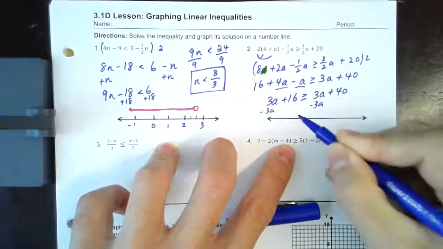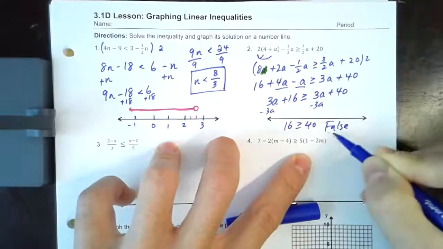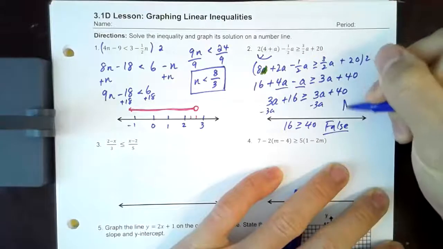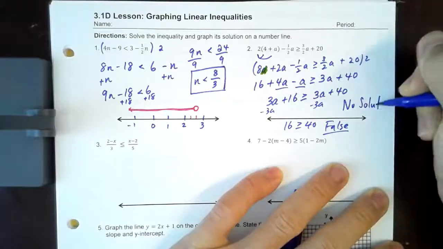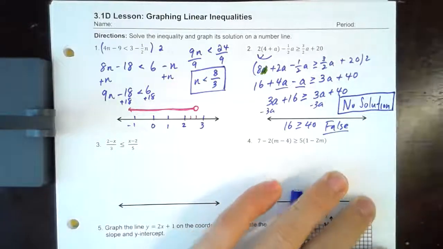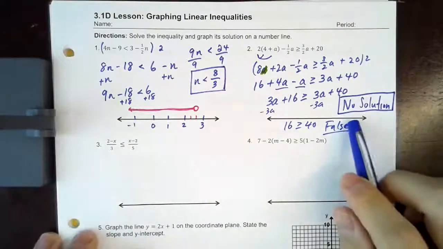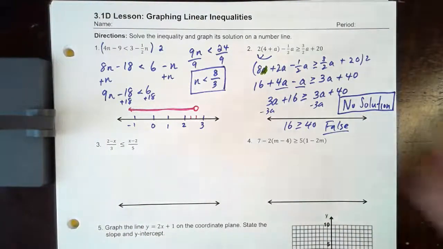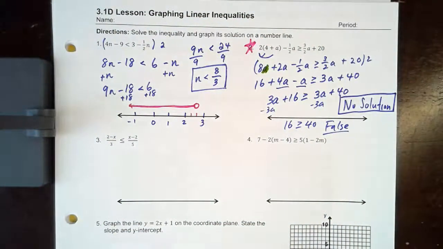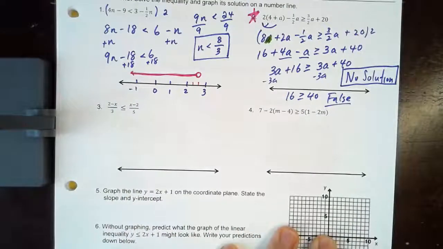The 3a's cancel, and this is not a true statement. 16 is greater than 40 is false. So whenever it's false, we don't have to shade anything, and we know the answer is no solution. Okay? If it was a true statement, then you would say infinitely many solutions. Right? So this is really, really important. Maybe you want to put a star next to this one because this is a special situation where the actual inequality statement is not true.